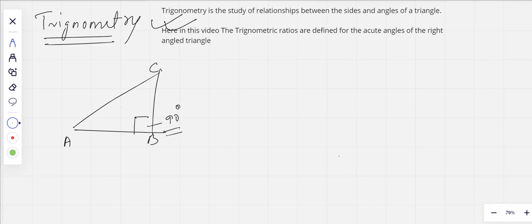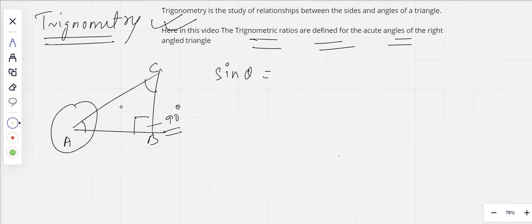The next statement says the trigonometric ratios are defined for the acute angles of the right-angled triangle. That means we can define the trigonometric values or ratios for either acute angle. In this video, let's focus on angle A and define all the trigonometric values according to it. There are a few terms. Let's start with the first one, sine theta.